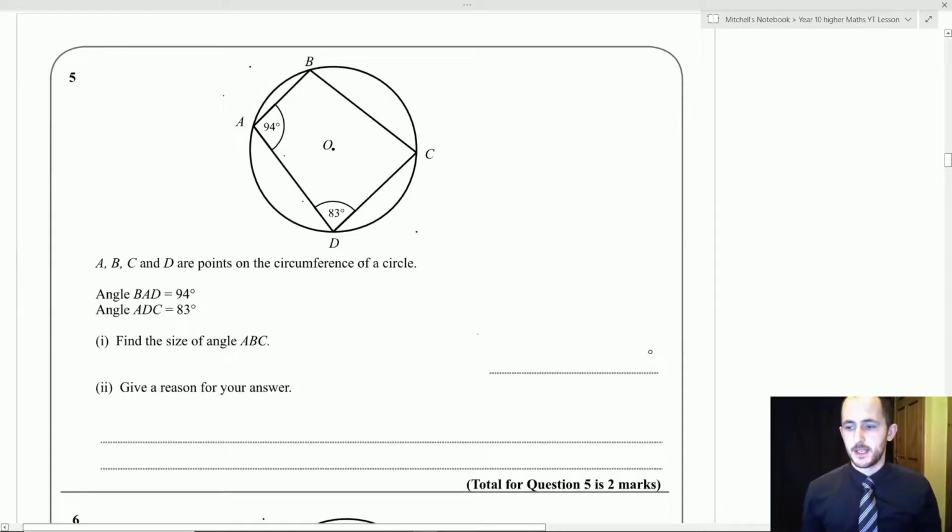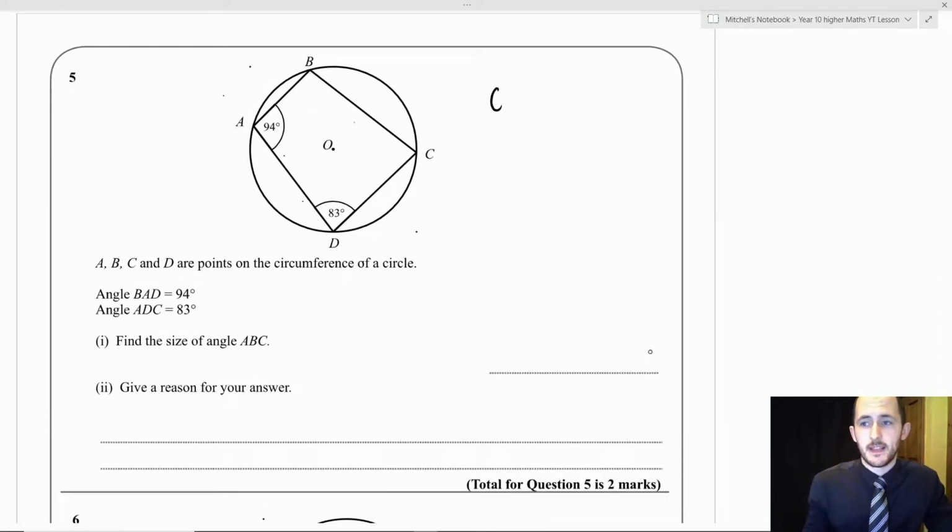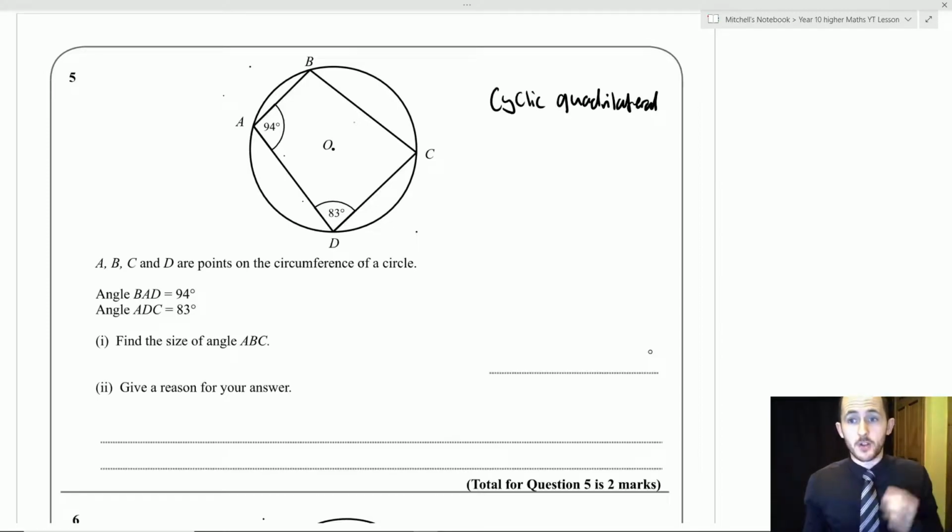Perfect. Next question. Again, this is just using the standard ones. So we have A, B, C, and D are points on the circumference of a circle. Angle BAD is 94 degrees as they've shown here. Angle ADC is 83 degrees shown here. Now there's a four-sided shape, so we're probably thinking cyclic quadrilateral, because all four points are touching the circumference. That's a really, really important part, okay? All four points have to touch the circumference.